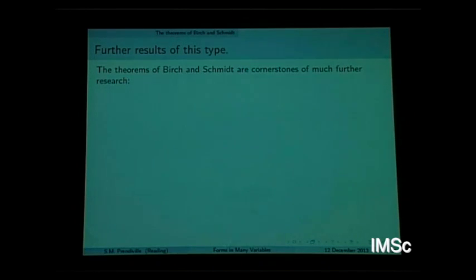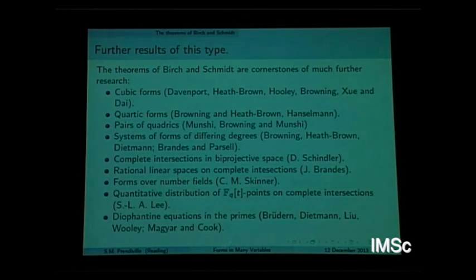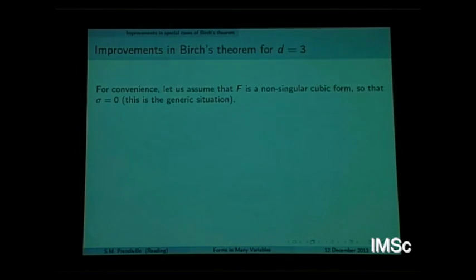So here's lots of research which stems from these ideas. I don't expect you to read this slide, just to take away the impression that people have worked on extending and specializing and improving these results. But there's still no improvements in Birch's theorem for general d. There are lots of improvements for small d, small degree forms, particularly for cubic forms.